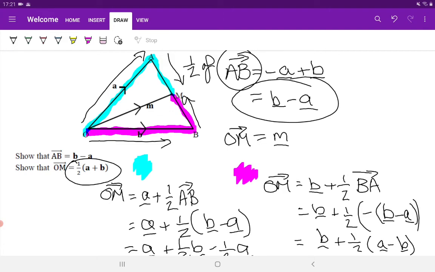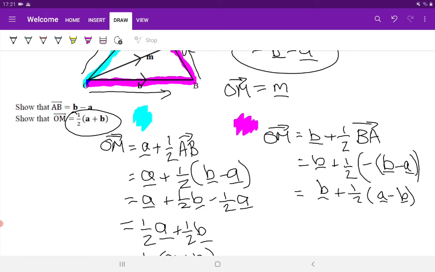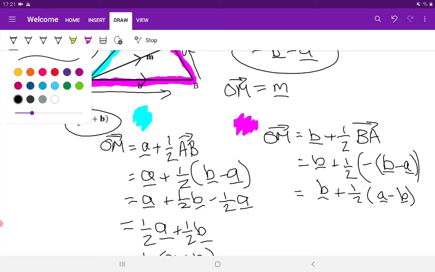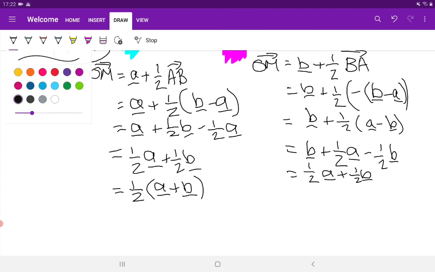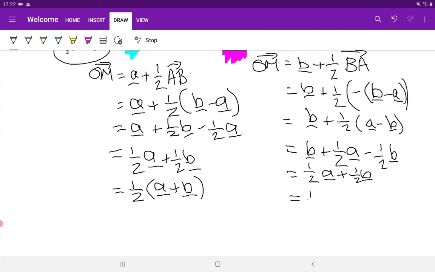Okay. And this pink way is probably a wee bit trickier. The blue way is probably a wee bit easier just because we don't have this negative to deal with. But either way, when we multiply out that bracket, we're getting B plus a half of A minus a half of B. So we're getting a half of A plus a half of B. And just like before, when you take your half out as a common factor, you'll be left with a half of A plus B.